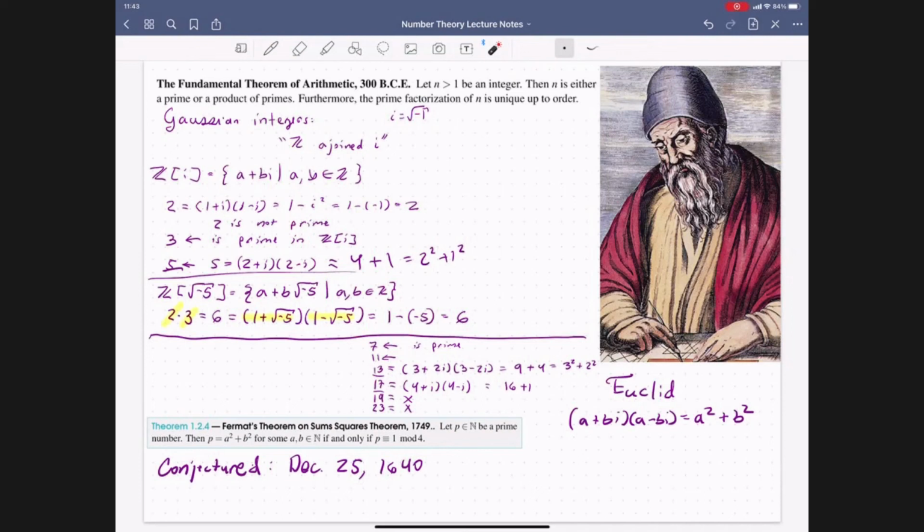And that is very true with Fermat's theorem on sums of squares, as we will be calling it throughout the course, which was proven in 1749 by Euler. Euler, 1749. And in 1893, Richard Dedekind was able to find a new proof of this sums of squares theorem that was the connection between sums of squares and the primes in the Gaussian integers.